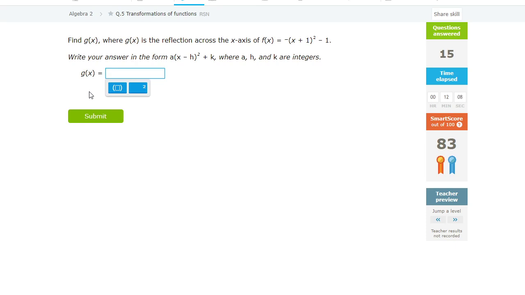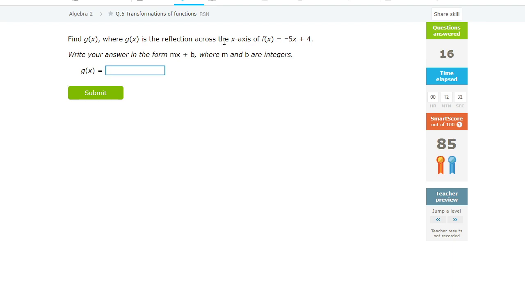This one, reflected across the x-axis. Again, if you reflect across the x-axis, the negative is in the front, which means you multiply everything. So this right here will change, and this right here will change. So both of them will become positive then. So then you'll have x plus 1 squared, and then plus 1.